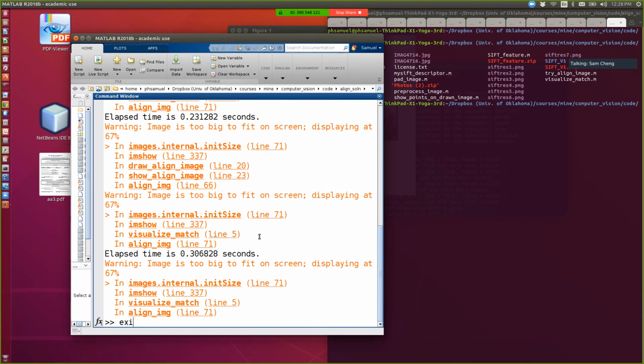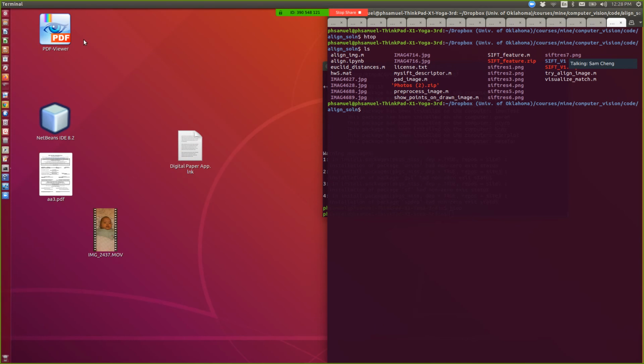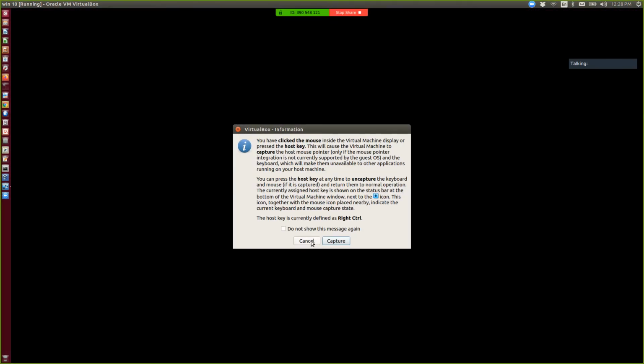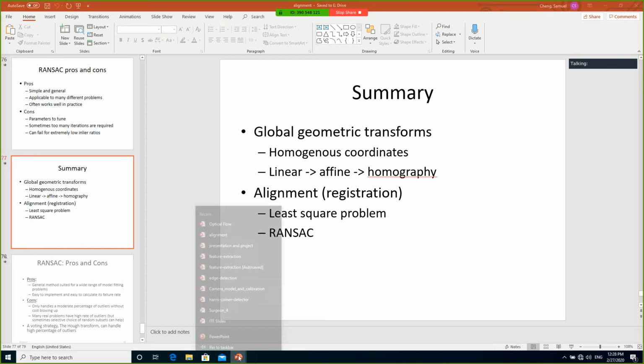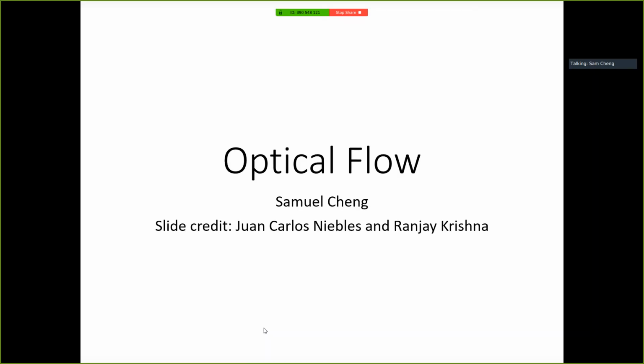I guess I'll start with something new. I used up half an hour, but I will start something new anyway today. Okay, so let's talk about optical flow. So we'll start with something new today.